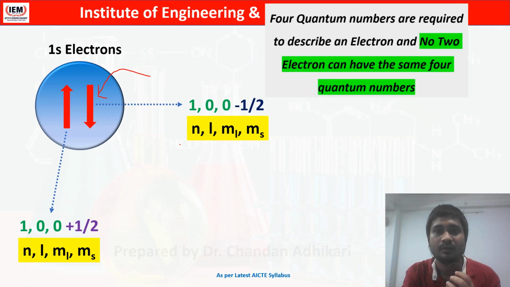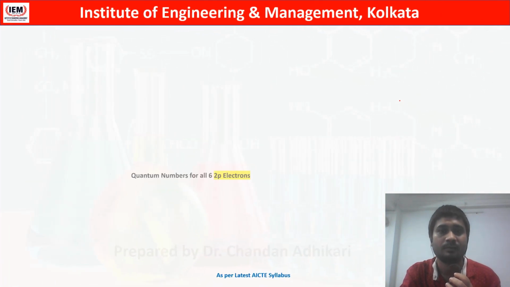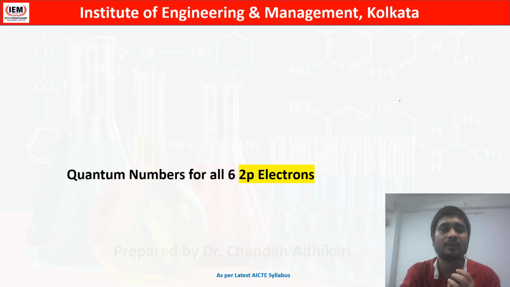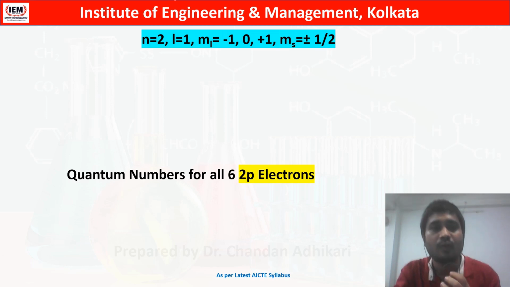So 4 quantum numbers are required to describe an electron, and no two electrons can have the same 4 quantum numbers. So if we want to give the quantum numbers for all the 6 electrons of 2p orbitals, how to give that? Let us first understand what the values of n, l, ml and ms are.